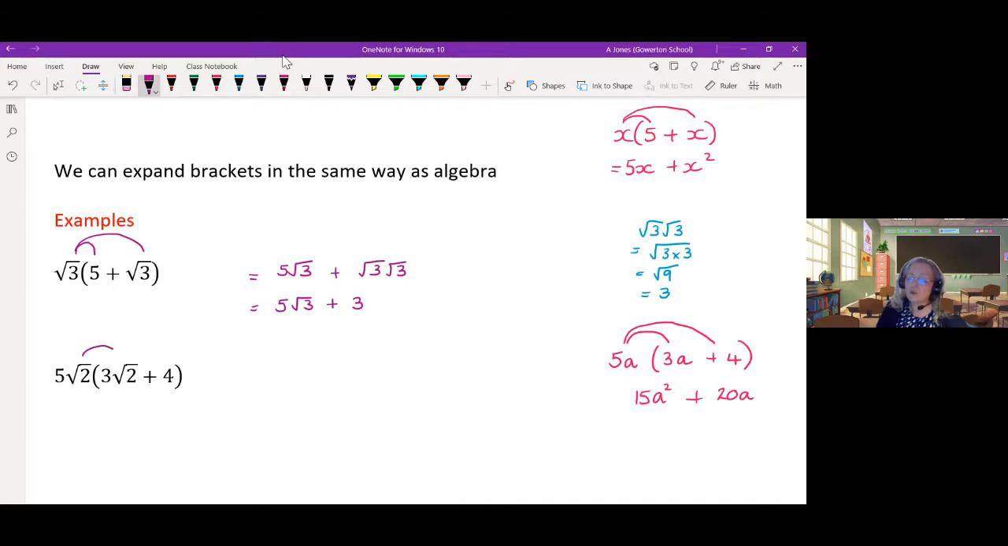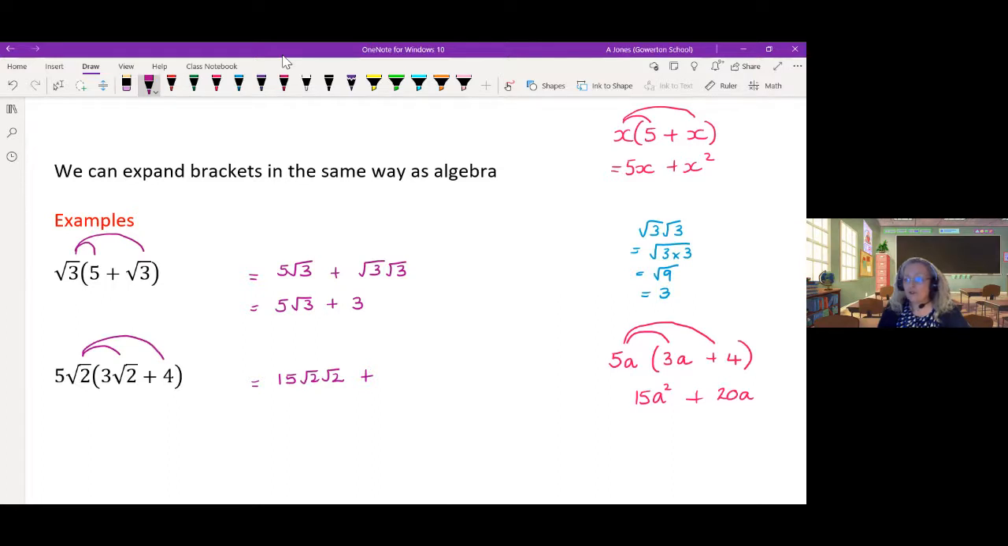So the first thing I have to do is multiply 5 root 2 by 3 root 2. 5 multiplied by 3 is 15 in the exact same way as it was when I did it in the algebra. And now instead of having a times a is a squared, I'm going to have root 2 multiplied by root 2. And I'm just going to write it down. Now, some of you will be able to just say, well, that's 2. 15 multiplied by 2 is 30. But I tend to write it down first, just so I don't get muddled up, and then look at it and simplify it later.